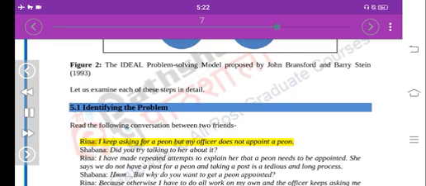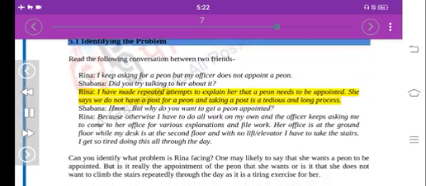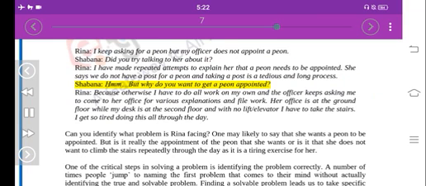Rena, I keep asking for a peon but my officer does not appoint a peon. Shabana, did you try talking to her about it? Rena, I have made repeated attempts to explain to her that a peon needs to be appointed. She says we do not have a post for a peon and taking a post is a tedious and long process. Shabana, but why do you want to get a peon appointed? Rena, because otherwise I have to do all work on my own and the officer keeps asking me to come to her office for various explanations and file work.